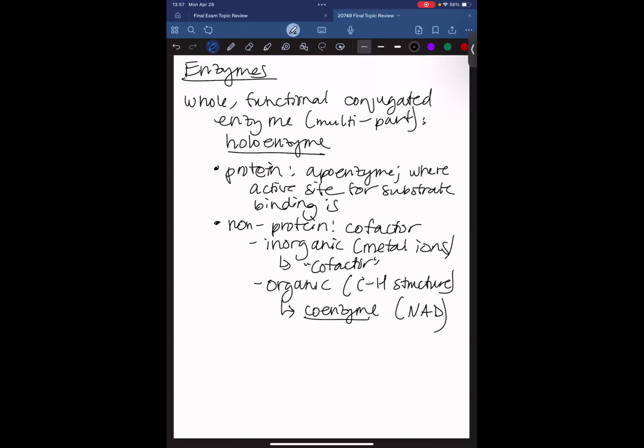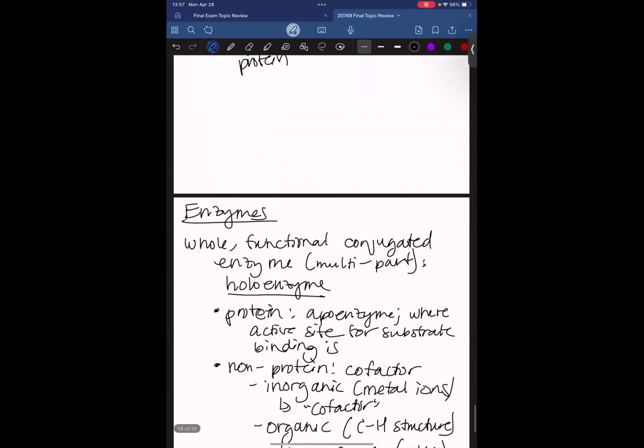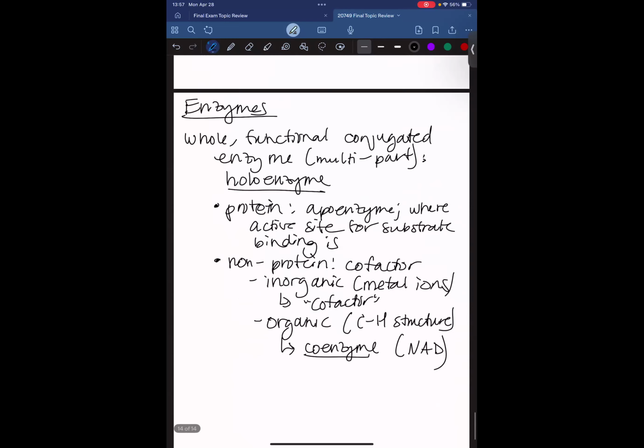Those are organic. Yes. I just want to make sure I understand this right. So the non-protein portion is either a cofactor or a coenzyme, depending on if it's organic or not? So it's always called a cofactor. Okay. And if it is organic, it is also called a coenzyme. So a coenzyme is a cofactor. Okay. But we just will define it even further as a coenzyme. Okay. Good question.